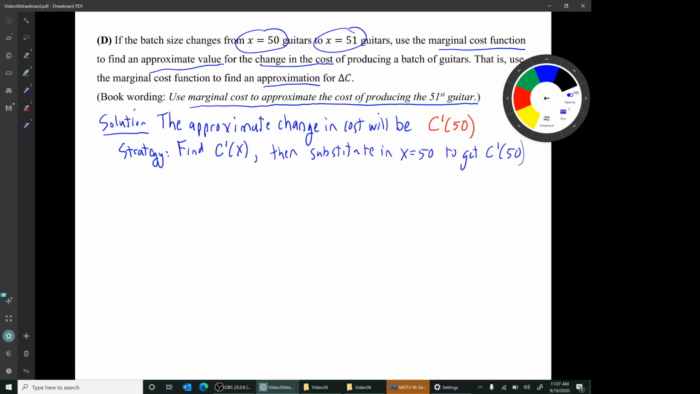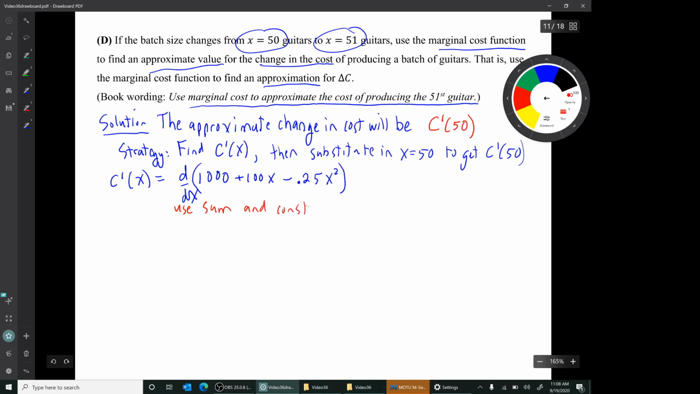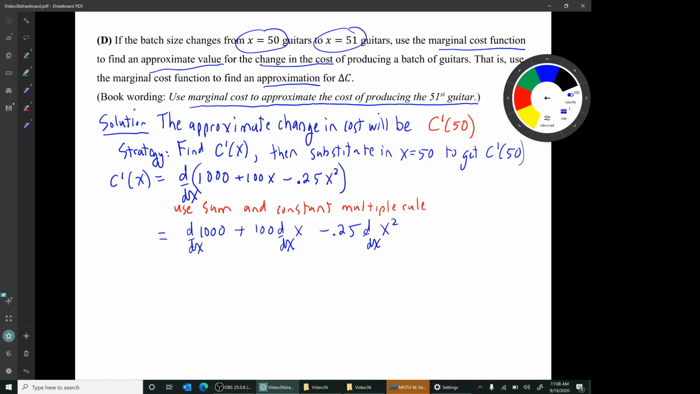So C prime parentheses x is the derivative. So we use our standard derivative rules. We'll start by using the sum and constant multiple rule. And then we'll use the constant function rule on this one and the power rule on these two.